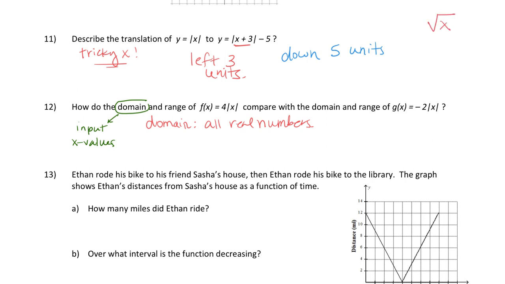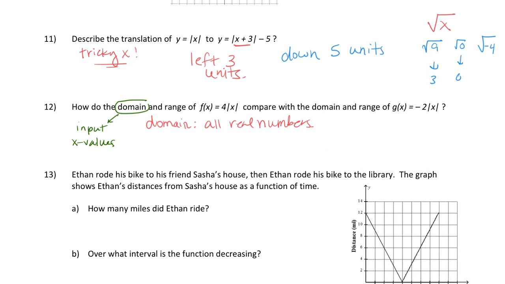So if you think about numbers that you can take the square root of, can you take the square root of positive numbers? So let's just throw in a positive number. Square root of 9, yeah, that's a positive 3. Can you take the square root of 0? Yeah, you can. Square root of 0 is 0. Can you take the square root of, let's say, a negative 4?